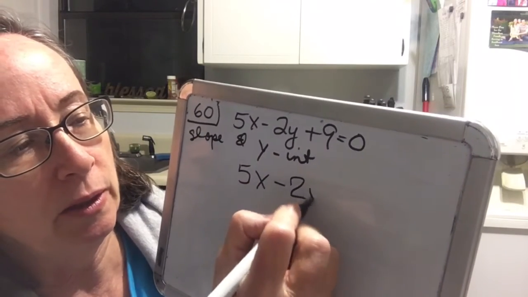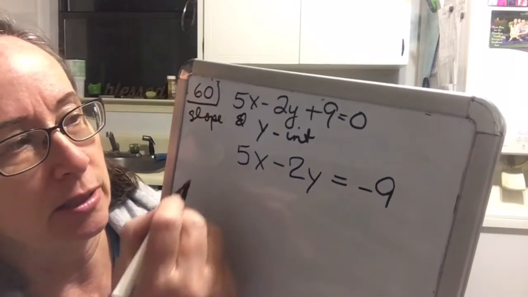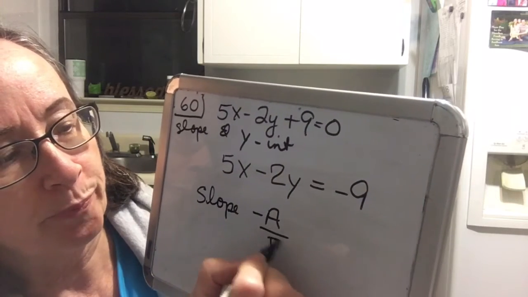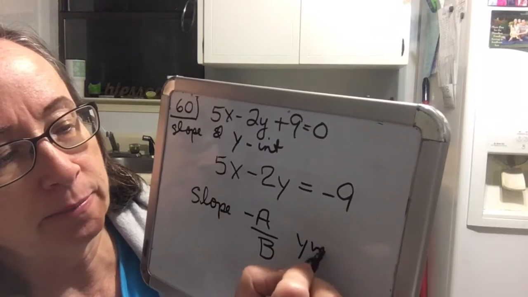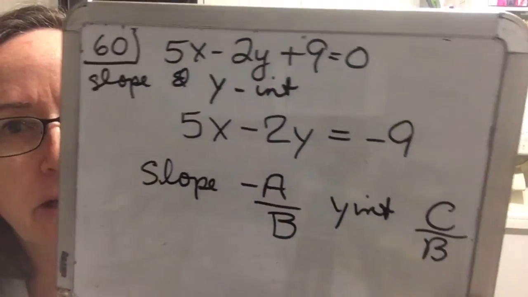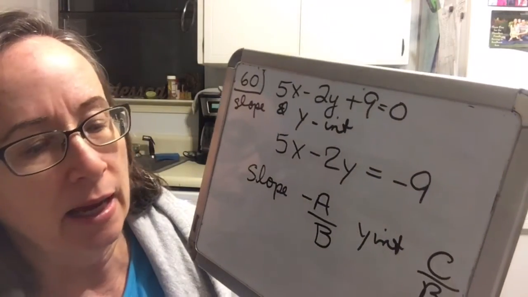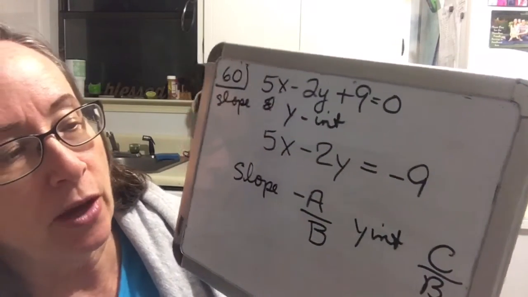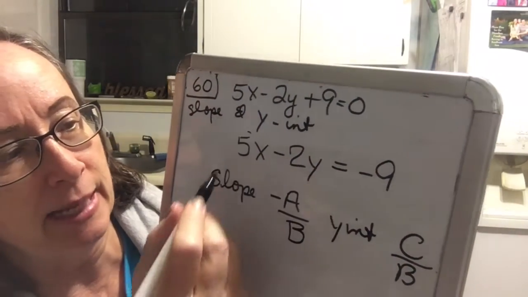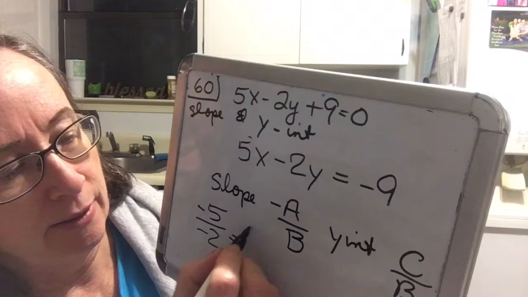And we already know the trick of the standard form of the equation of the line. Our slope is always going to be negative a over b. And our y-intercept will always be c over b. Okay, so we're going to use the little trick, and then we're going to turn the line around and make sure that we got it right. So negative a, remember the a is always with the x, the b is always with the y. So we got negative 5 over a negative 2 is 5/2.